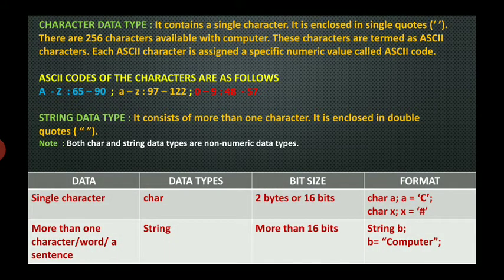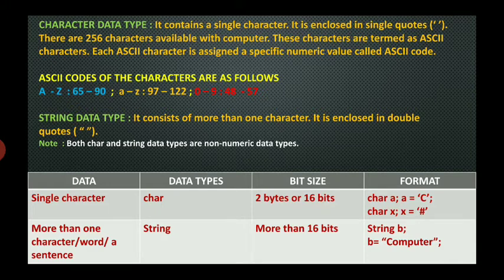Now if you see the table chart, single character data type is char, more than one character or word or a sentence is string. So char holds 2 bytes or 16 bits. Example, you can see format: char a equals to, so within a single inverted comma you have to write the letter, say C, capital letter C. Or you can also write symbols, char x equals to, with inverted comma, hash. So this is how you have to declare the character data type or character variable.